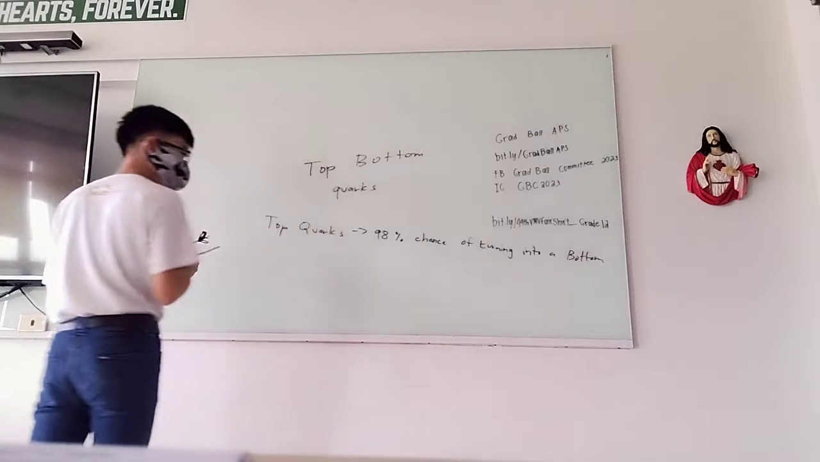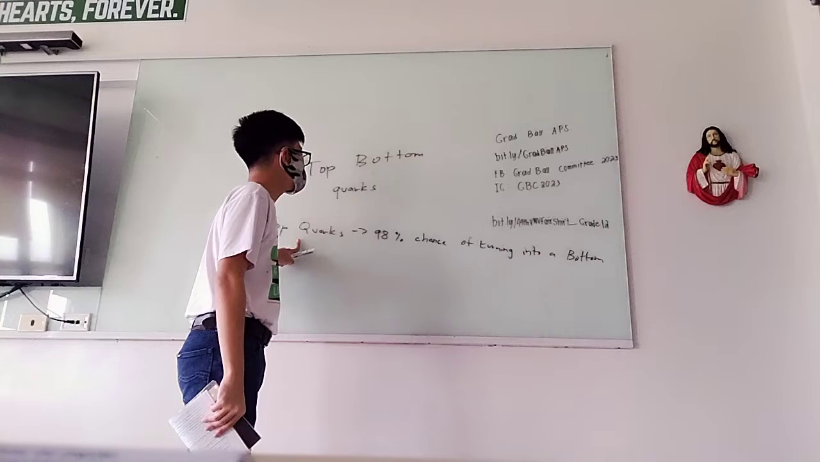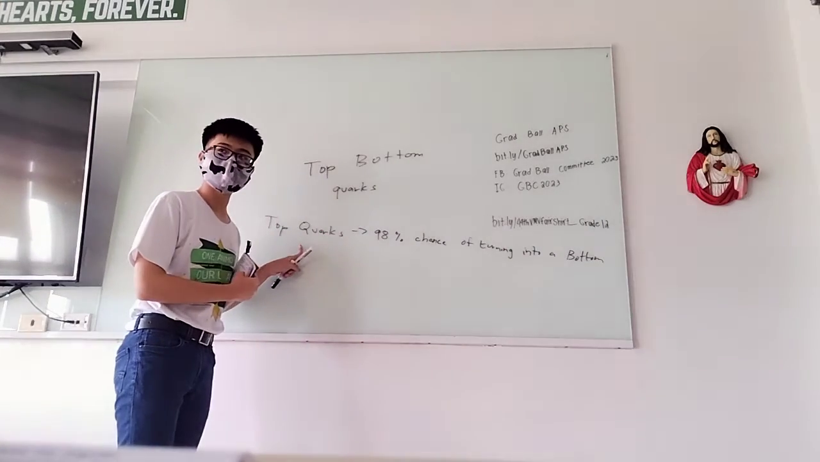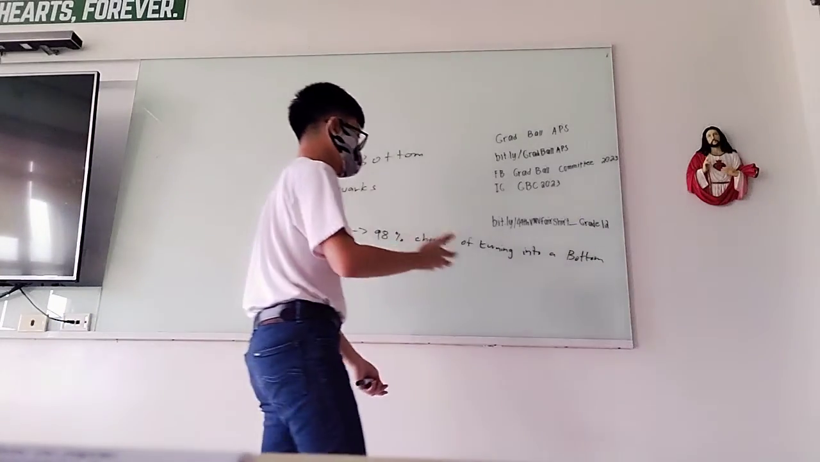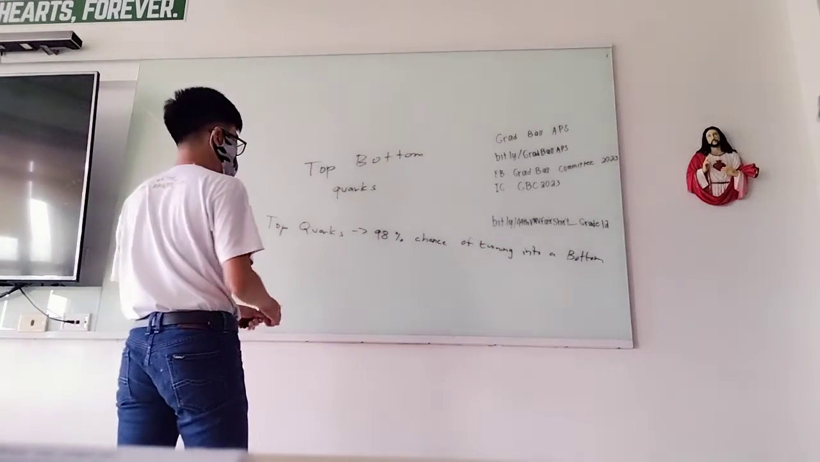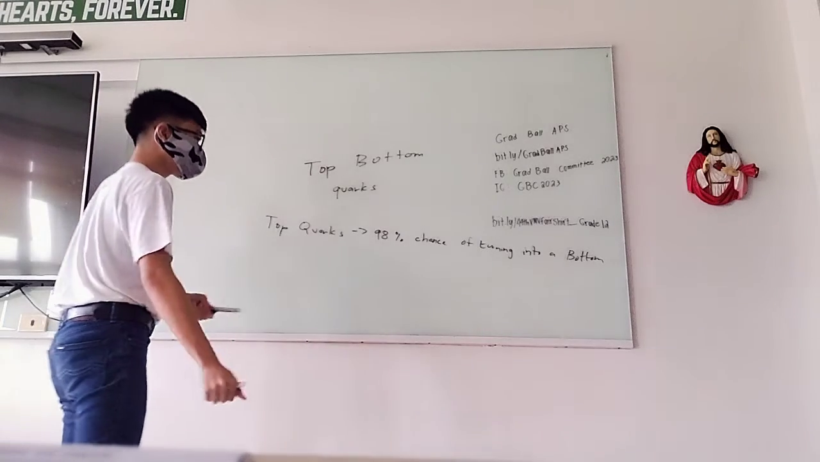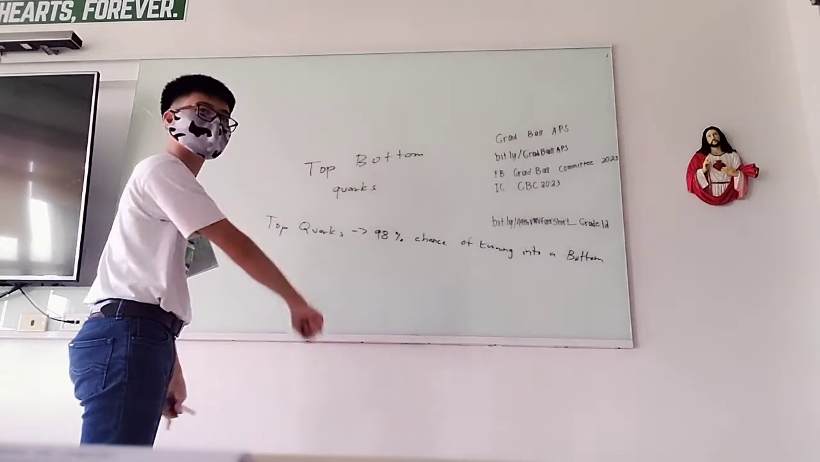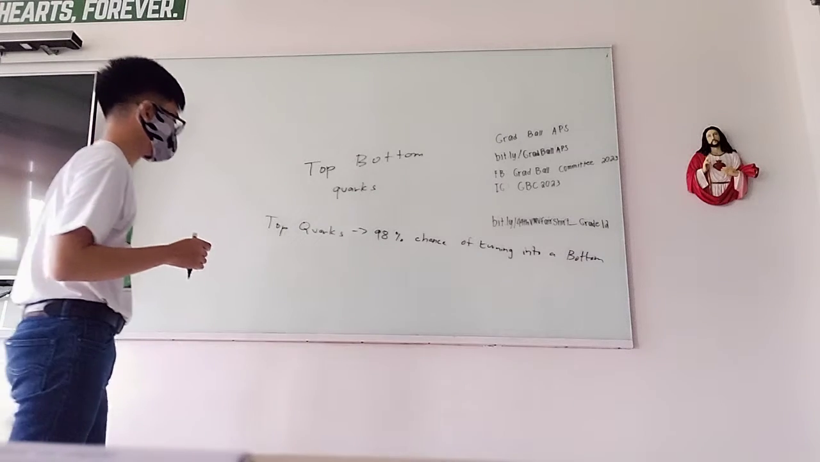But the thing is, top quarks have more energy or more mass than a bottom quark. In fact, the top quark is the heaviest one among all quarks. Among the strange, the charm, the up, the down, and the bottom quarks, the top quark is the one with the most mass. And the bottom quark now has less mass than the top quark. It is one of the lightest quarks among all quarks.